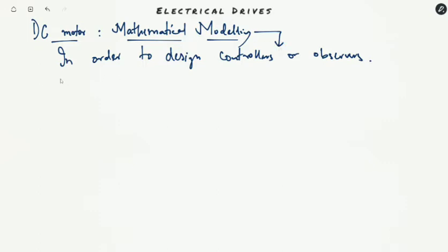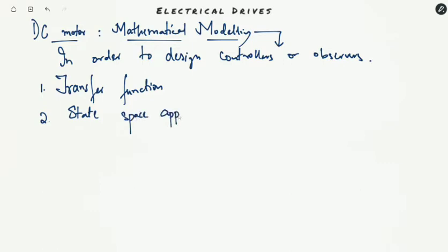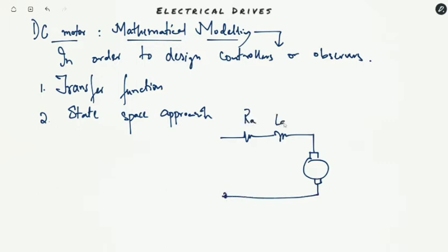This is basically just a recap of what has previously been done. We have the two approaches that can be used to mathematically model a system: a transfer function approach and a state space approach. Let's take a case of a separately excited DC motor. We have the windings, voltage Vt is applied, an armature current Ia starts flowing, and we have the field circuit.